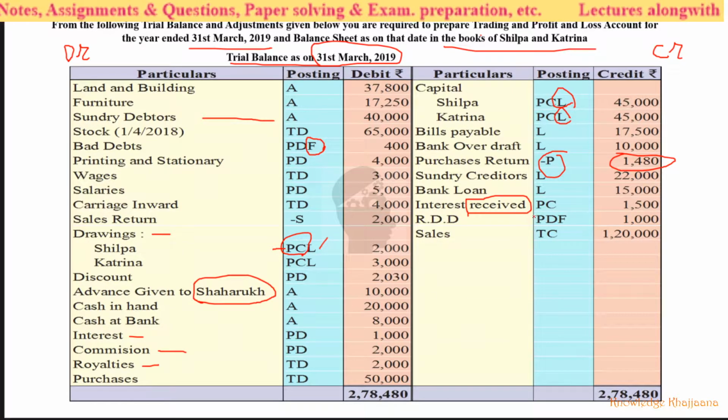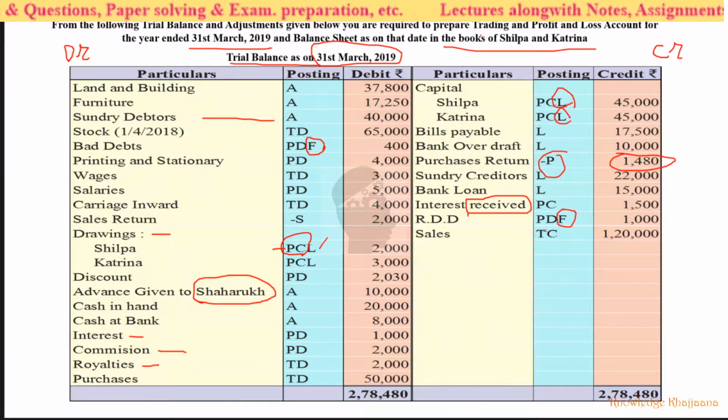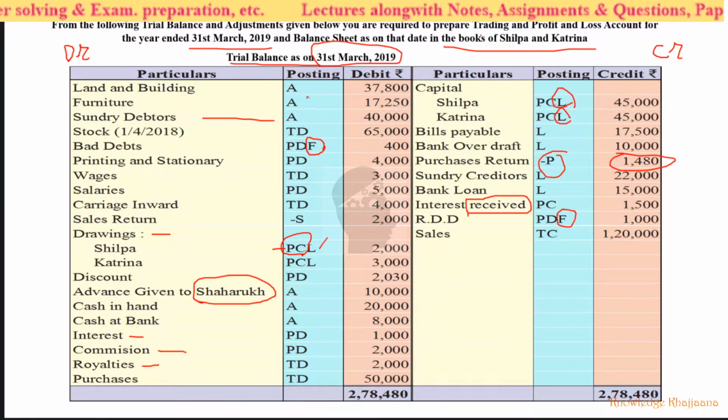RDD. What to do for the RDD? See, RDD is to be noted in the profit and loss account as per the formula which I have taught you in the last lecture. Sales, trading account, credit side. I will wait for 2 minutes, till the time you have to record or mark these postings.